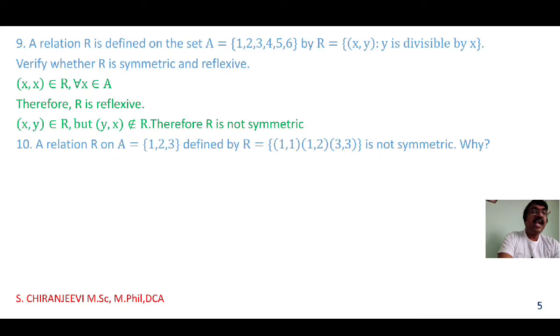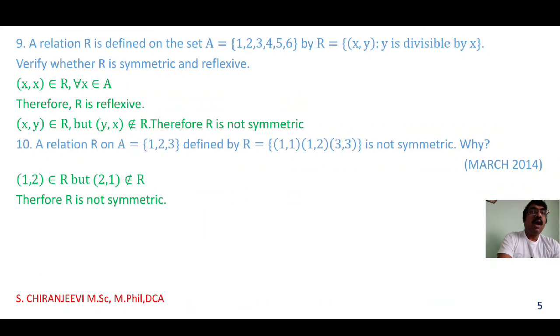10th one, a relation capital R on capital A = {1, 2, 3} defined by R equal to {(1, 1), (1, 2), (3, 3)} is not symmetric. Why? Which is asked in the year March 2014 for 1 mark. (1, 2) belongs to R but (2, 1) does not belong to R. See here, if (A, B) belongs to R and (B, A) also belongs to R, then we call it symmetric. Therefore R is not symmetric.